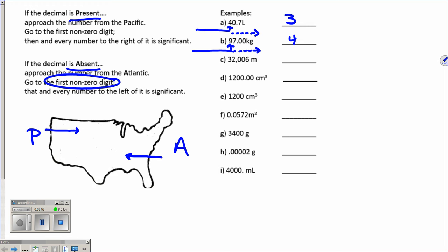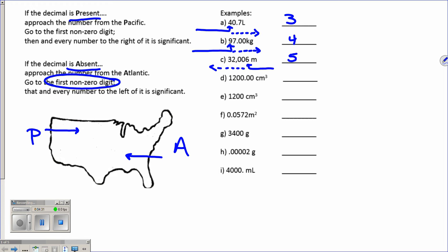So it's really the trailing zeros that are the problem. Captive zeros are always significant. Leading zeros are never significant, but trailing zeros sometimes are significant, and if there's a decimal place, they will be significant. Here we have no decimal place on letter C. We're going to come from the Atlantic, start counting at the 6, and then travel from right to left. And we can see that there are 5 significant figures. The rule here is that captive zeros are significant. So what we have here are 2 captive zeros between the 2 and the 6.